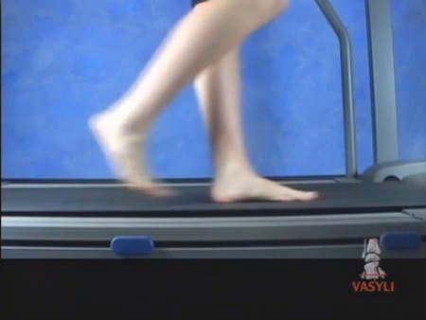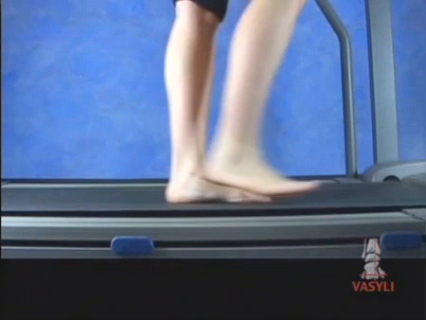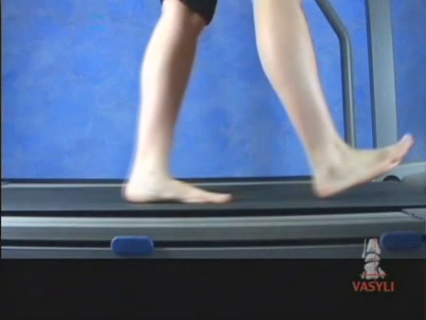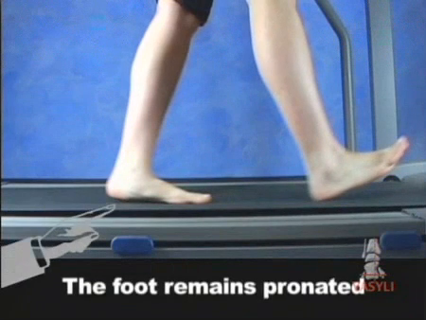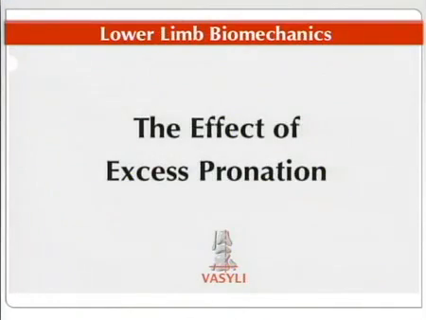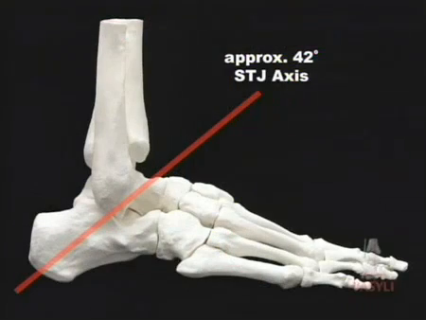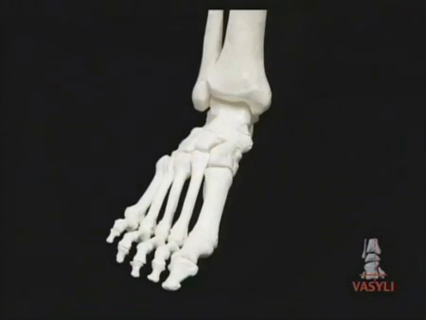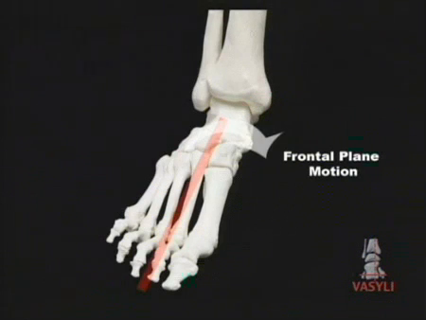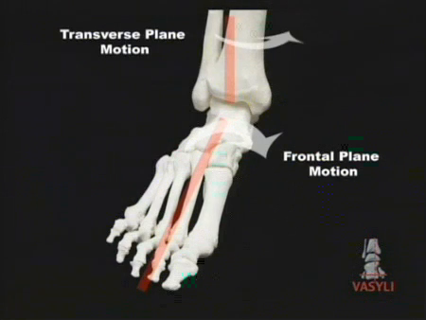During the mid-stance phase, the foot remains pronated and unlocked instead of re-supinating to a locked position, turning the foot into a rigid lever. The effect of excess pronation. The subtalar joint axis lies approximately halfway between the frontal and transverse planes, about 42 degrees in the sagittal plane. Therefore, for each degree of calcaneal eversion, frontal plane motion, we see an equal degree of internal tibial rotation, transverse plane motion. This is the all-important link between lower limb biomechanical function and upper body posture.